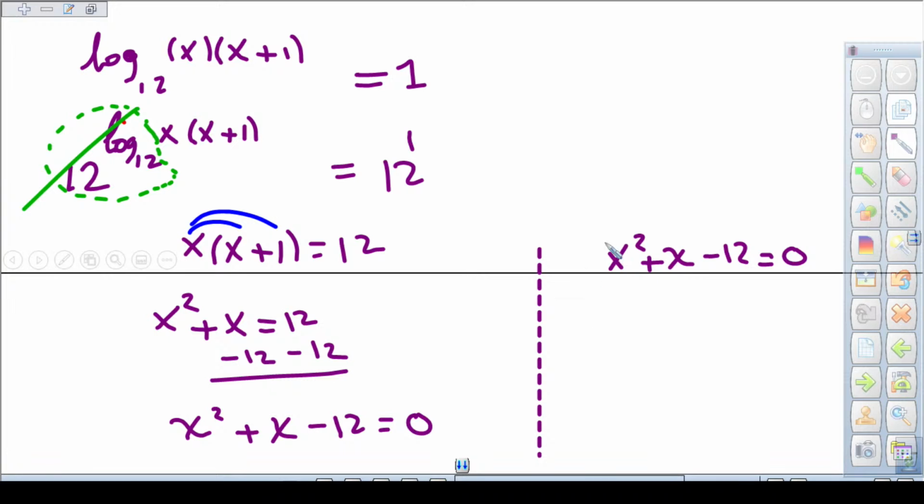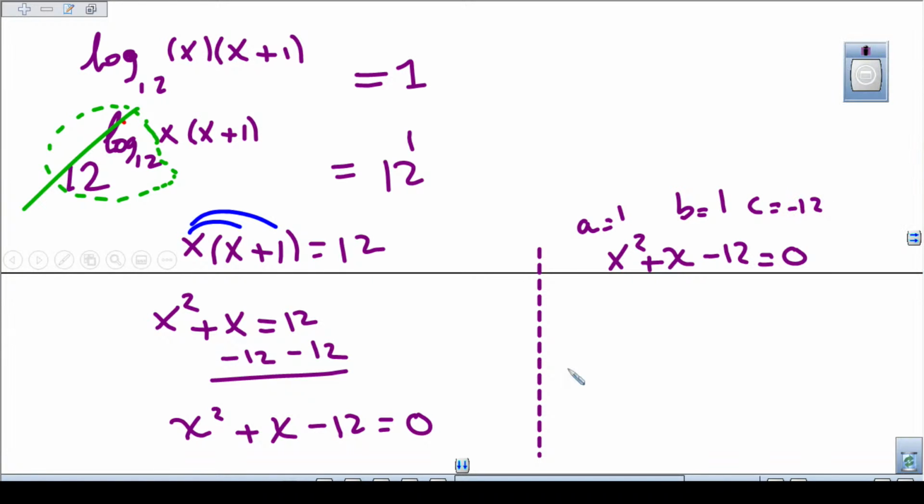So I see A equals 1, B equals 1, C equals negative 12. Basically, I'm going to use a diamond to do that. Negative 12 at the top and 1 at the bottom. What do you think the numbers are here? What two numbers multiply to give you negative 12 and add to give you 1? What could these two numbers be?